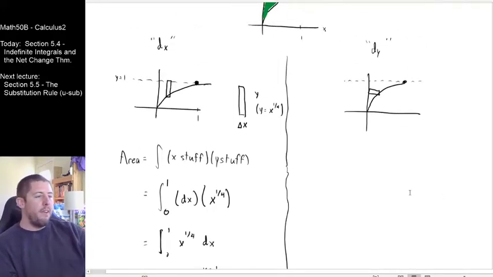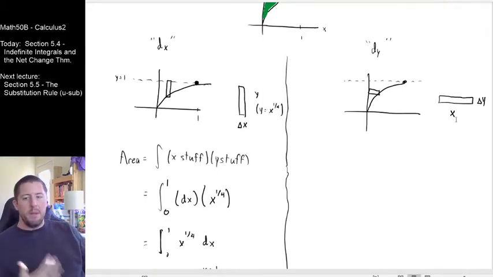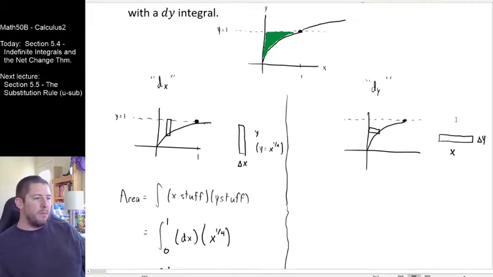So doing our dy version on this, I now have a horizontal Riemann stick. This Riemann stick has a height now. That's our delta y for our Riemann stick, or our dy when there's an infinite number of Riemann sticks. And now the thing here is that it's a width x, but I'm going to want to describe that width x in terms of y.